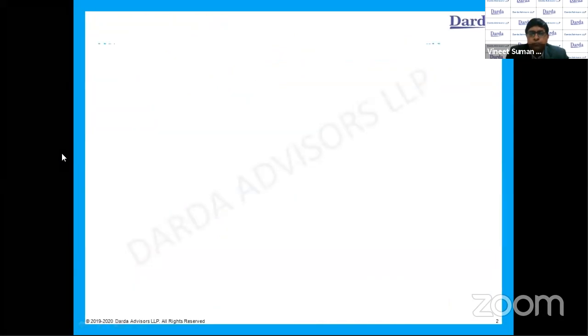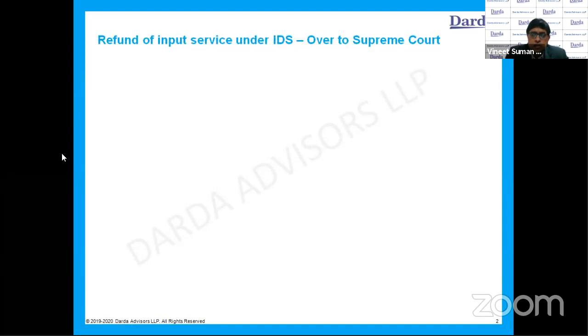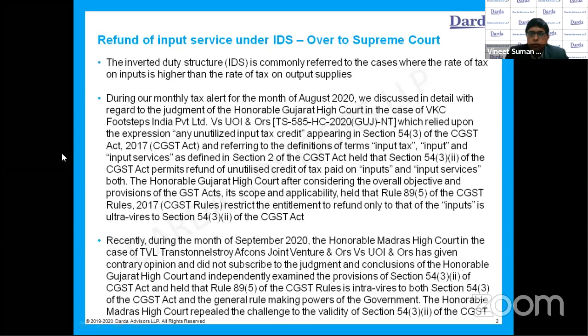To start with, I will first take the case which we also discussed two months back, in the month of August, on the inverted duty structure refunds on input services. In the month of July, one judgment came from the Gujarat High Court, which gave a big relief to the industry in the IDS, by saying that Rule 89(5) is ultra vires to Section 54(3). So the formula given for that is not in line with the Act, and it overrides the Act, so it will not sustain and is ultra vires.